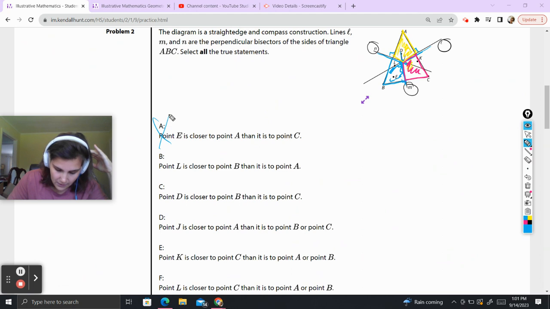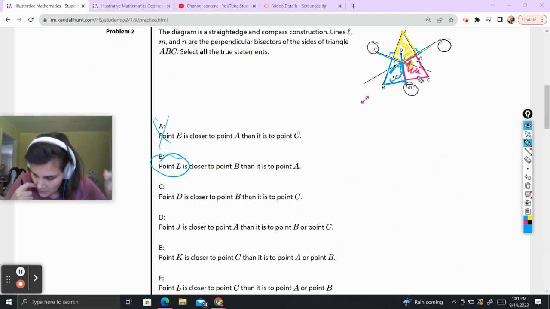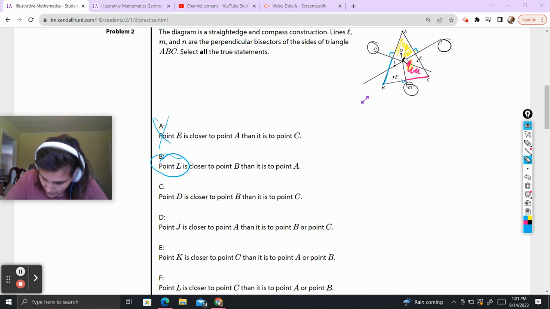Is point L closer to point B than it is to A? Well, it's in the blue section, so it's closest to point B. So yes. Is point D closer to point B than it is to point C? Well, let's look at our perpendicular bisector because I see it's on the perpendicular bisector, which means it's going to be equidistant. So this one over here is not true.